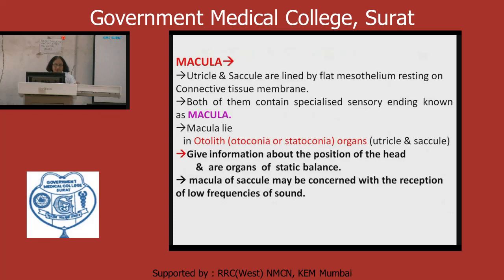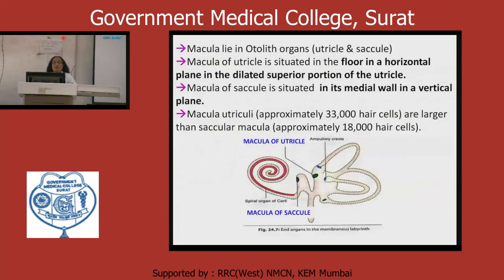What is the main function of the macula? The macula gives information about the position of the head and is an organ of static balance. A second important function of the macula of the saccule may be concerned with the reception of low frequency sound. That is another important function of the macula. So the macula lies in the otolith organ.